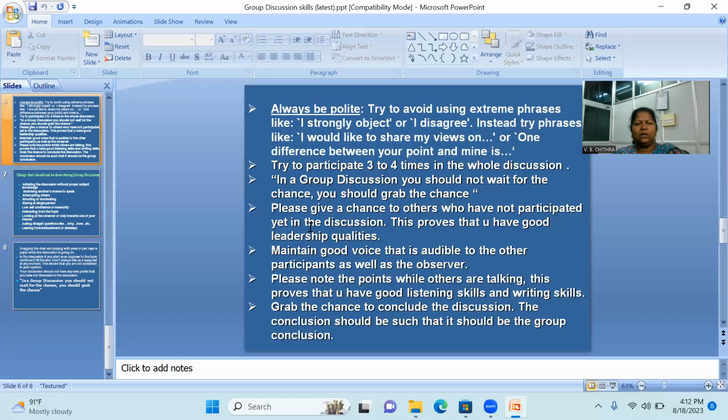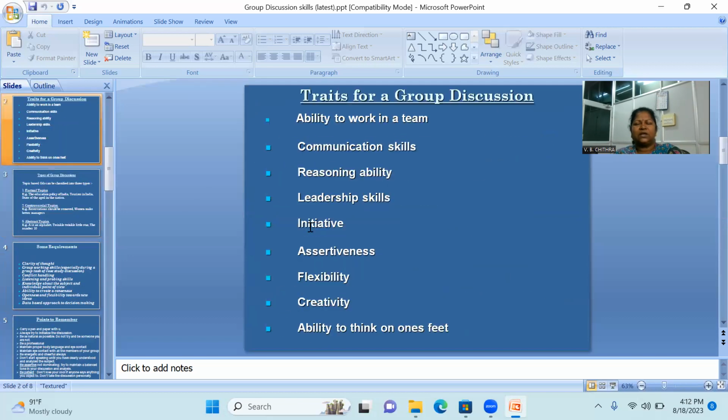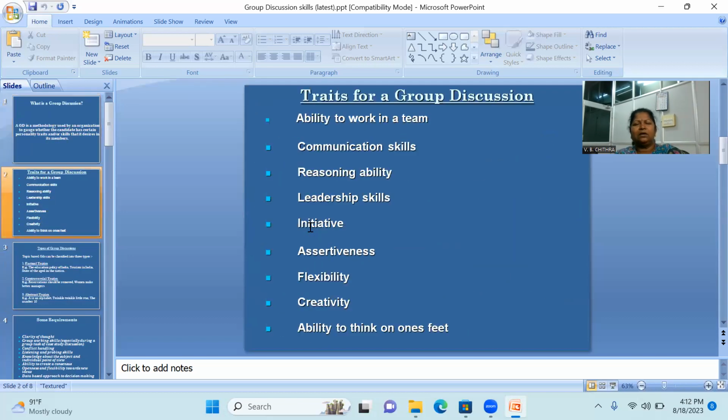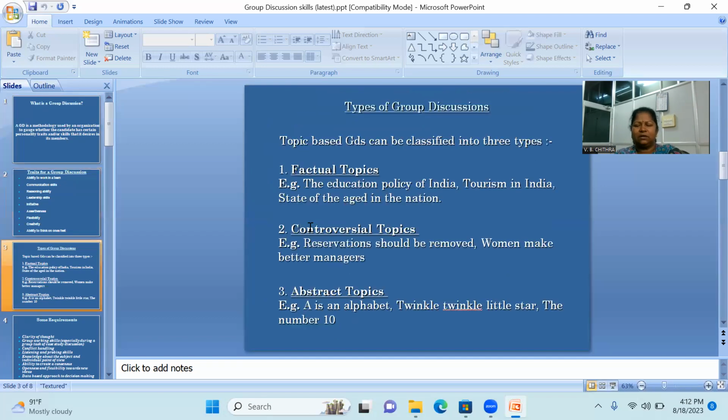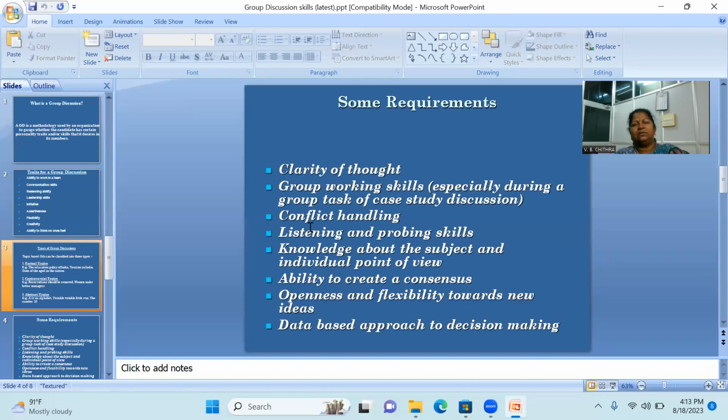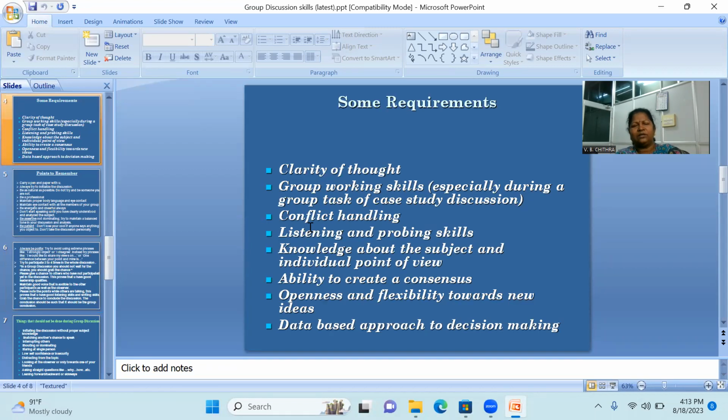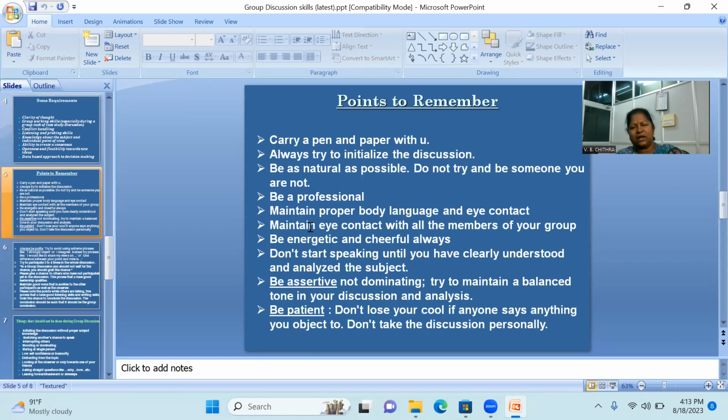So to conclude, group discussions can be conducted on three important topics. One is factual, the second is controversial, and the third is abstract topics. There are also some requirements, especially the personality traits. Already we have discussed in the previous class the 7 C's of communication. You need to concentrate on that whenever you are talking, even in the group discussion.